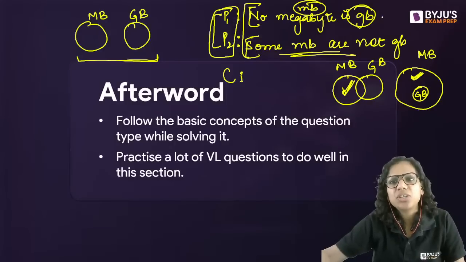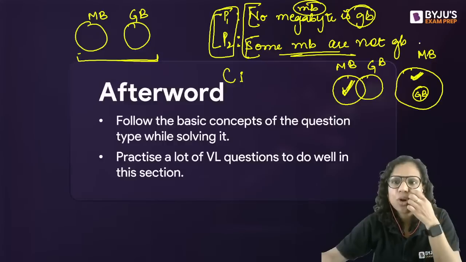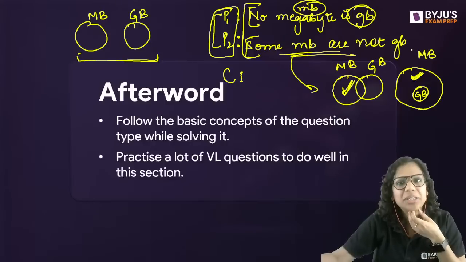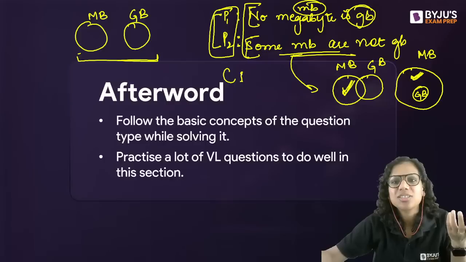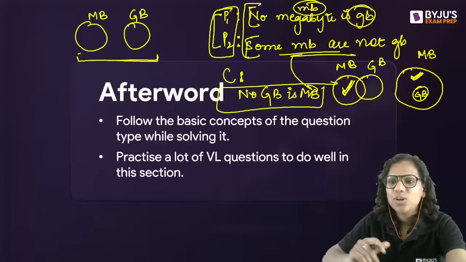So if no MB is GB, then no GB is MB. We know that no GB is MB. And if some MBs are not GB, is there any direct result of this? Some A is not B. No, no direct result. So the only possible conclusion here is no GB is MB. That's it. Hope this makes sense.